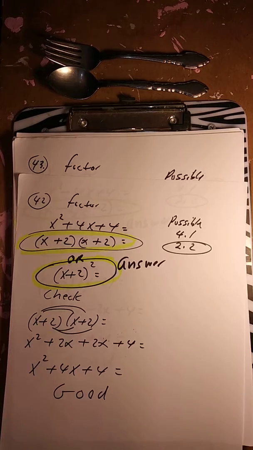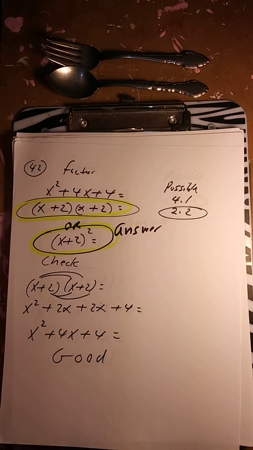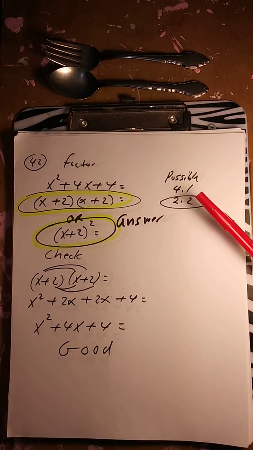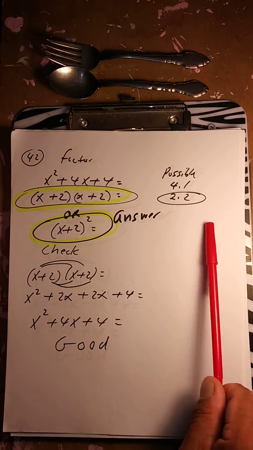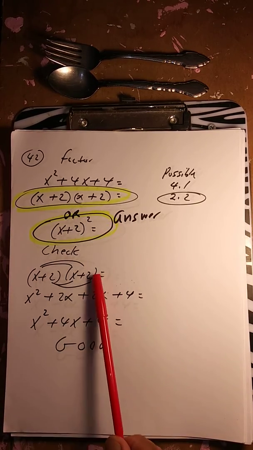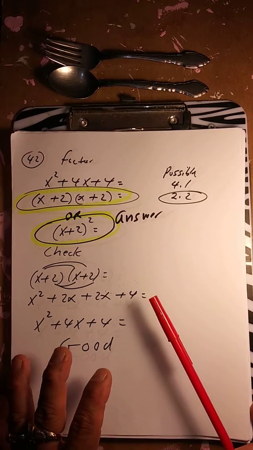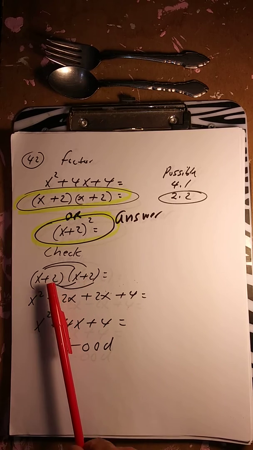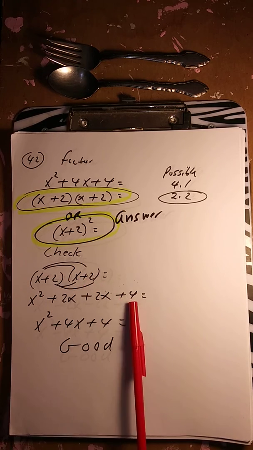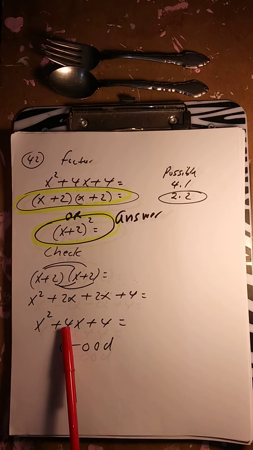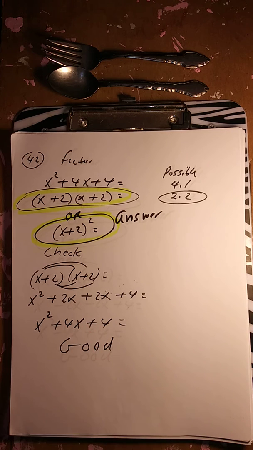Now, next one. Factor this: x squared plus 4x plus 4. Possible numbers: 4 times 1, 2 times 2. We're going to go with 2, 2, because (x plus 2) squared is the answer. Let's check it. x times x is x squared, x times 2 is 2x, 2 times x is 2x, 2 times 2 is 4. Now, is that right? x squared plus 4x plus 4, does that match the original problem? Yes, it does. So it is correct.